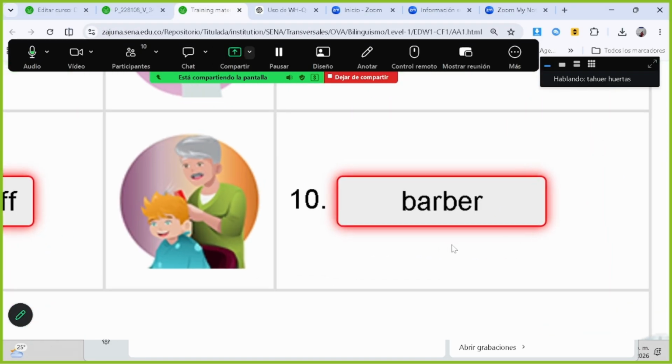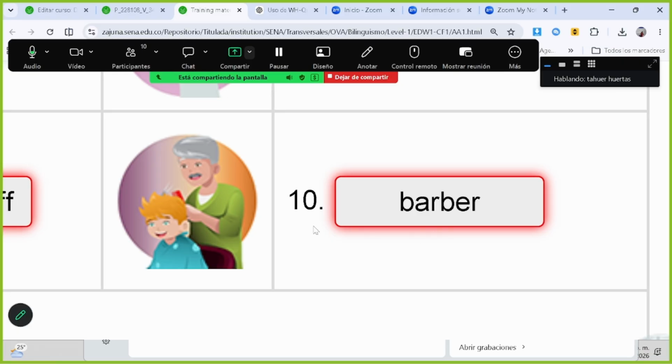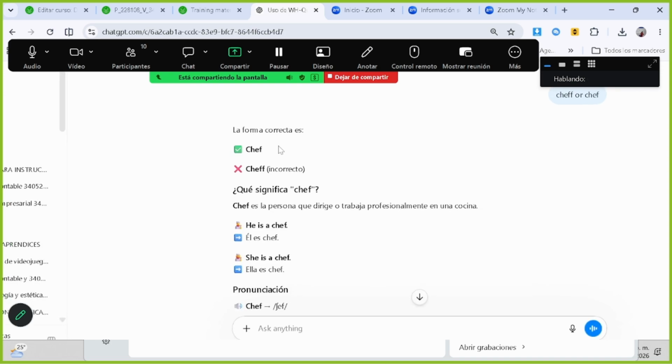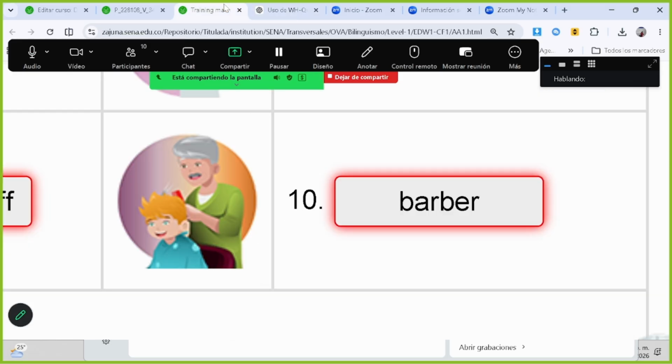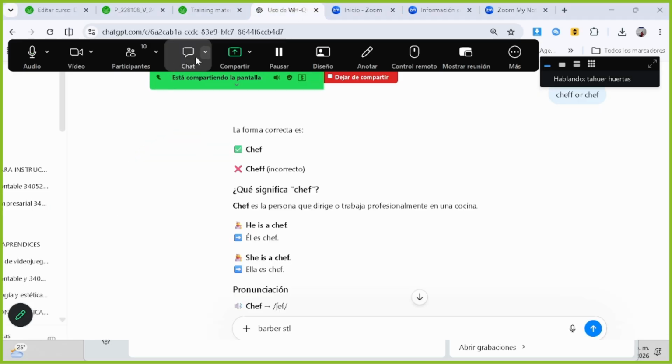This person, barber. I think barber, stylist. How do you say stylist? Stylist, barber, stylist, or hairdresser.